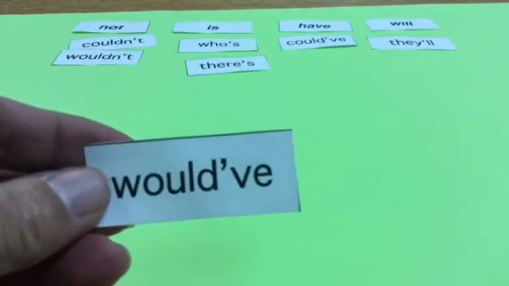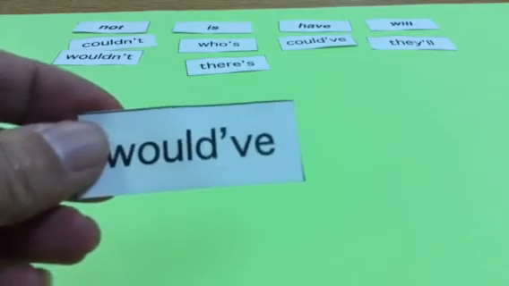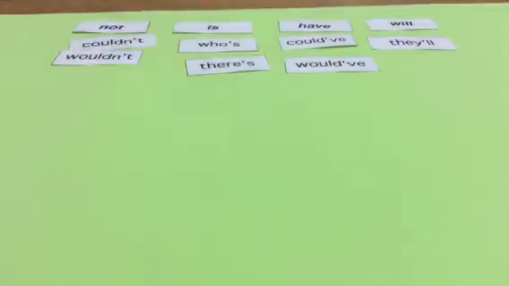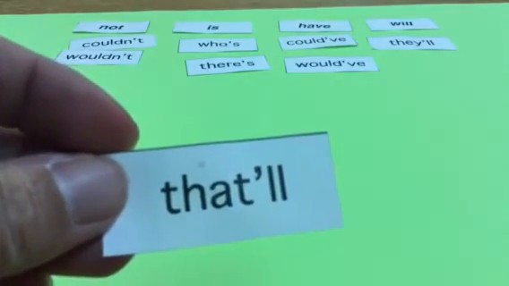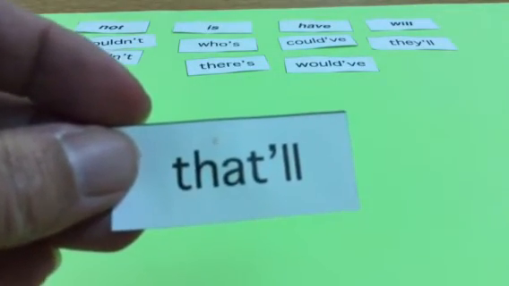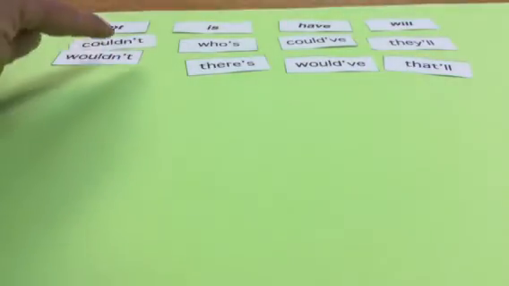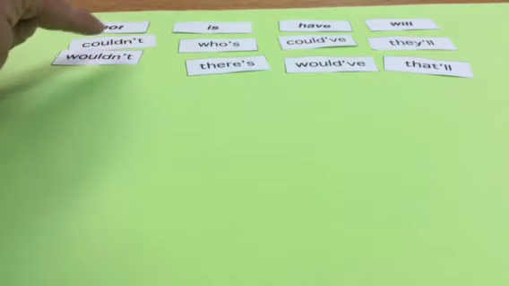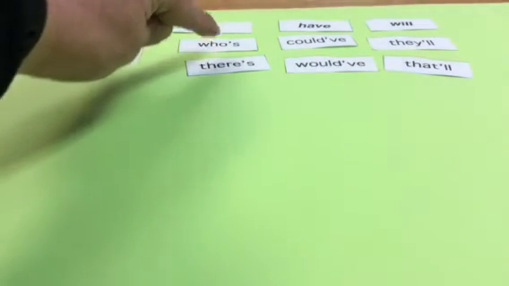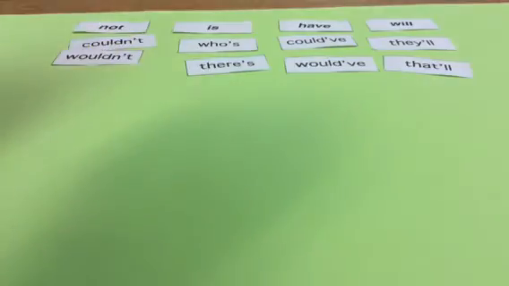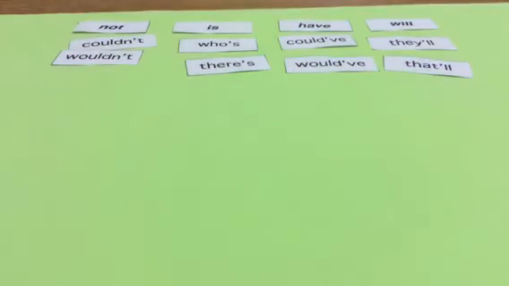Would've, taking the HA off of have and putting an apostrophe there. Would've is short for would have. That'll is short for that will. We take the WI off of will and put an apostrophe in its place. And you can see that the contractions that have a T at the end go in the not category. The contractions that have an S at the end go in the is category. The contractions that have VE at the end go in the have category. And the contractions that have LL at the end go in the will category.